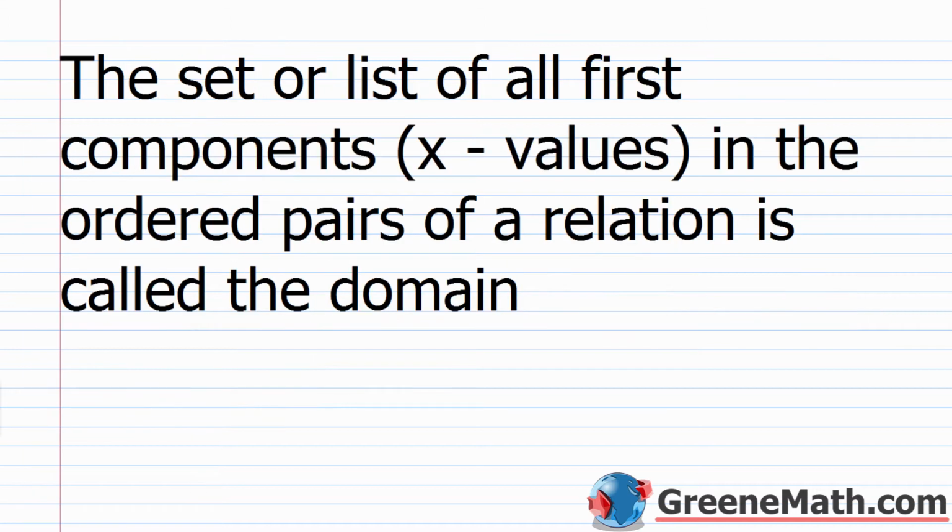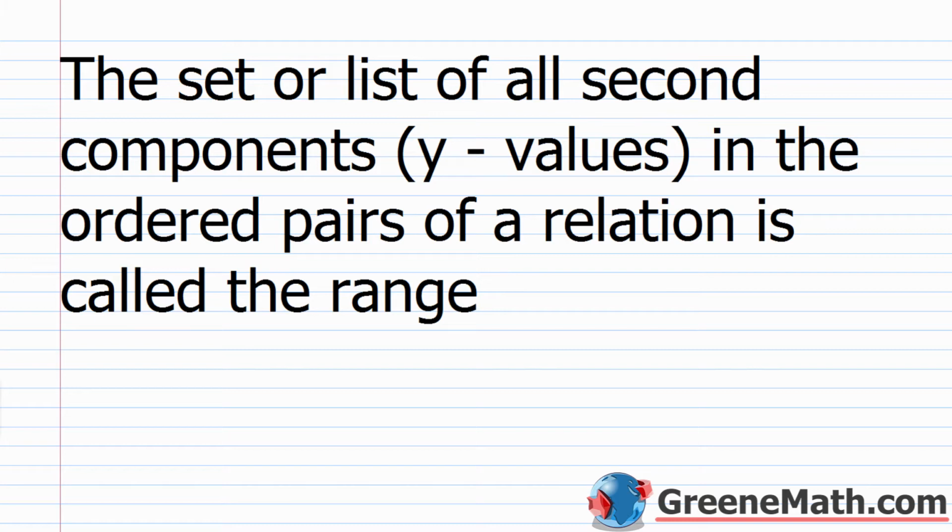So just write down, again, in any ordered pair, x and y are known as the components of the ordered pair. Now, highly important here, the set or the list of all first components, so basically they're saying x values, in the ordered pairs of a relation is called the domain. You're going to hear a lot about the domain moving forward. What's the domain? Find the domain, right? So on and so forth. Now, the set or the list of all second components, again, these would be the y values, in the ordered pairs of a relation is called the range, okay?